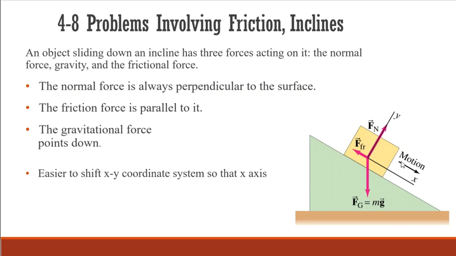So friction force is going to go up this way. Gravity force points straight down. So this is the box. It points straight down. So that's the weight of the box, straight down.